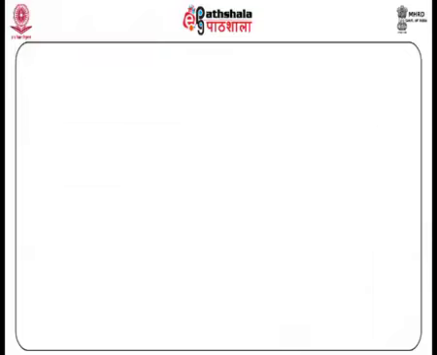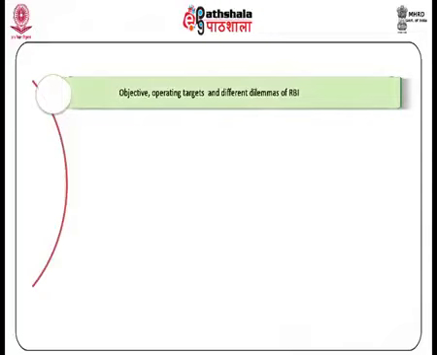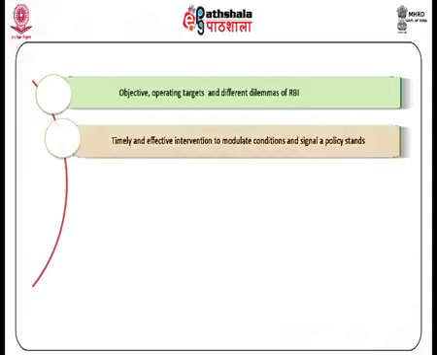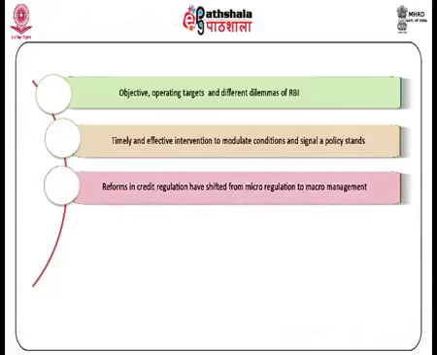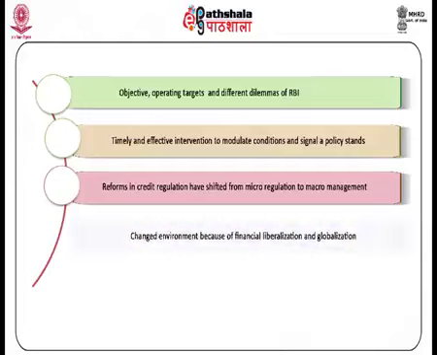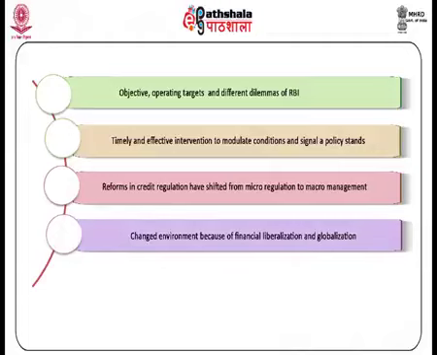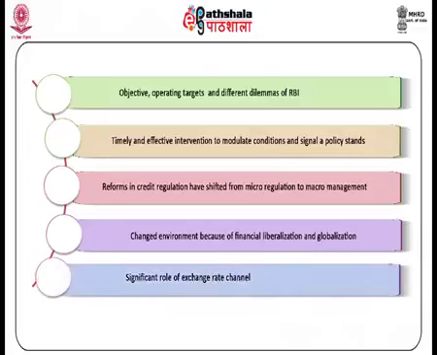In this module, we have learnt about the objective, operating targets, and different dilemmas of the RBI. Looking at the monetary policy in the second half of 1990s and after indicates the continuation of the prospective approach adopted in early 1990s. The RBI has become an active player in the market through timely and effective intervention to modulate conditions and signal a policy stand. Reforms in credit regulation have shifted from micro-regulation to macro-management. The environment of monetary policy has changed because of financial liberalization and globalization. The exchange rate channel is expected to play a significant role in the conduct of monetary policy. This has necessitated the use of open market operations in achieving the goals of monetary policy.